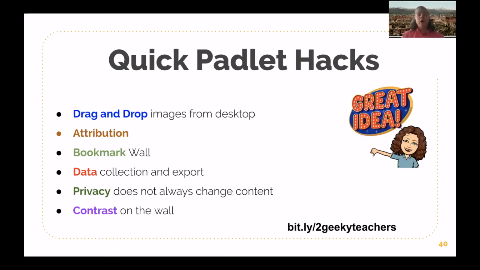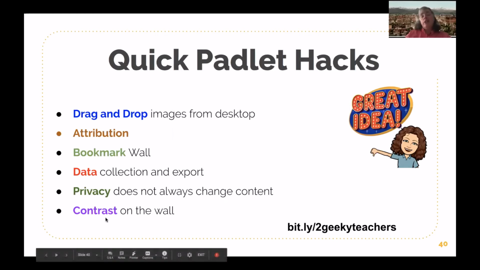You can use it as a bookmark wall. My kids drag and drop their bookmarks straight from their Chrome browser. You drag it down, throw it in, and it's right there, and it acts as a visual bookmarking system. You've got your data collection and your exporting system. And the thing to remember when you change attribution or your privacy, you can go to a total private environment versus a public. It doesn't change the content on the wall. In some social media programs it does. Here it remains intact. That also means as teachers we need to be thoughtful with that. And then the quick hack over here, make sure that you're thinking about the contrast. And we're going to show that.